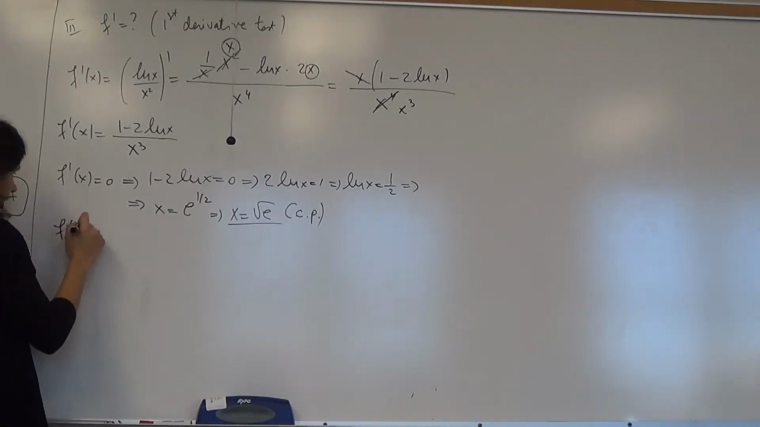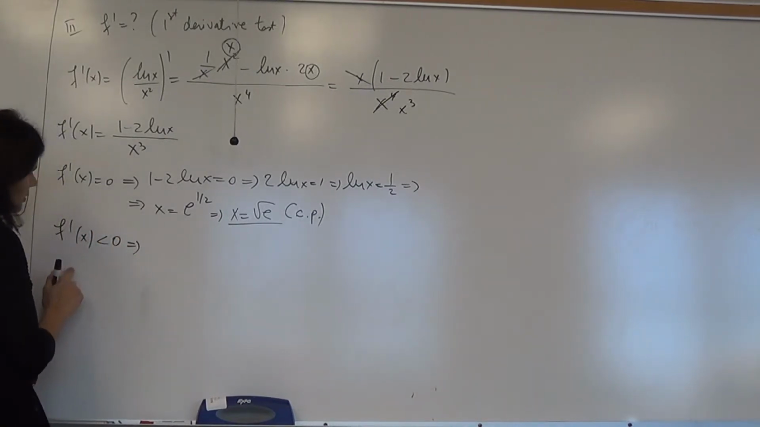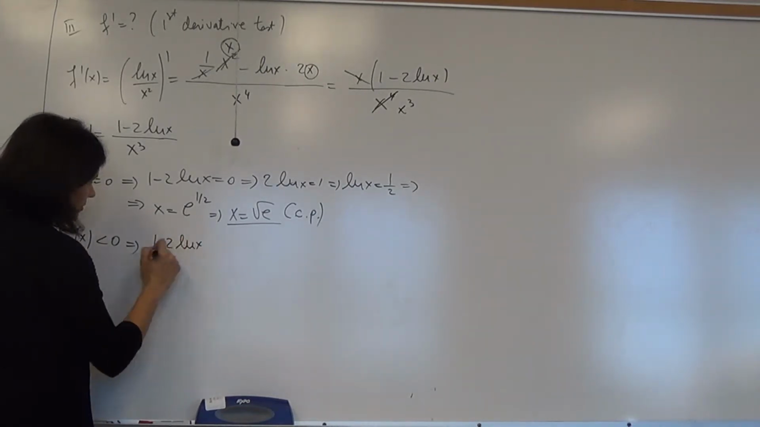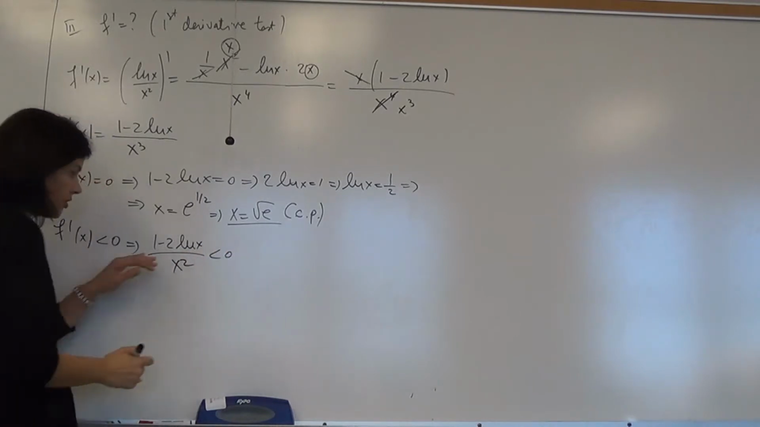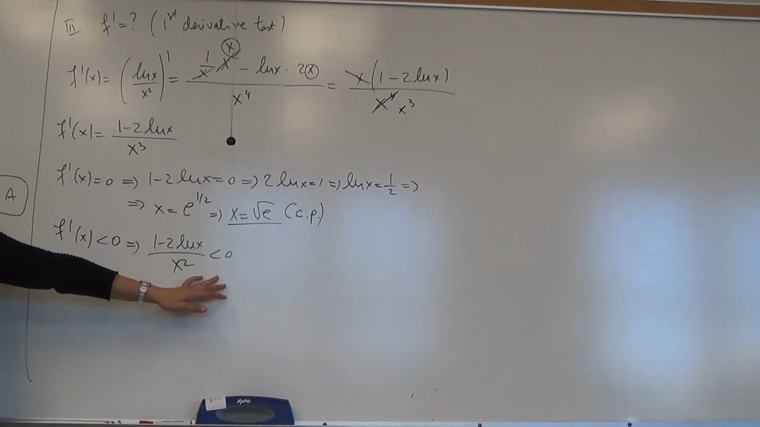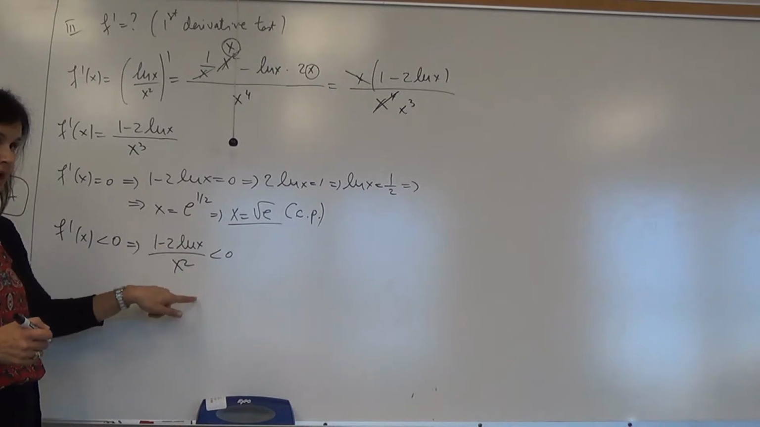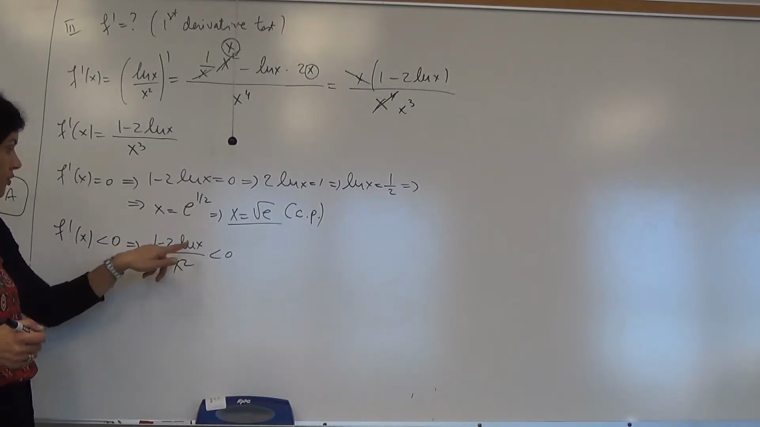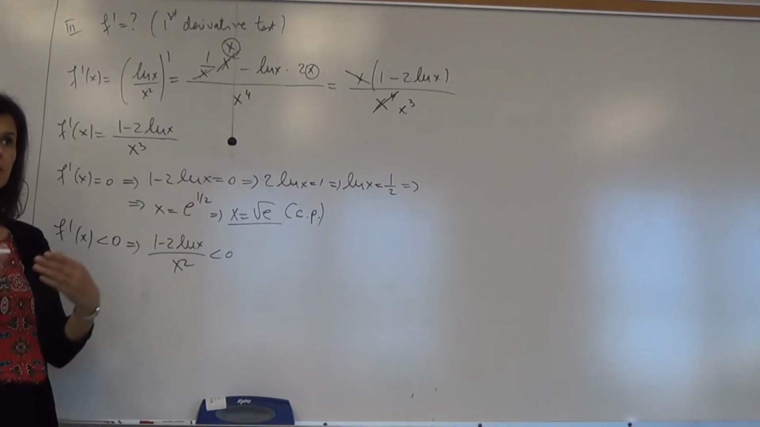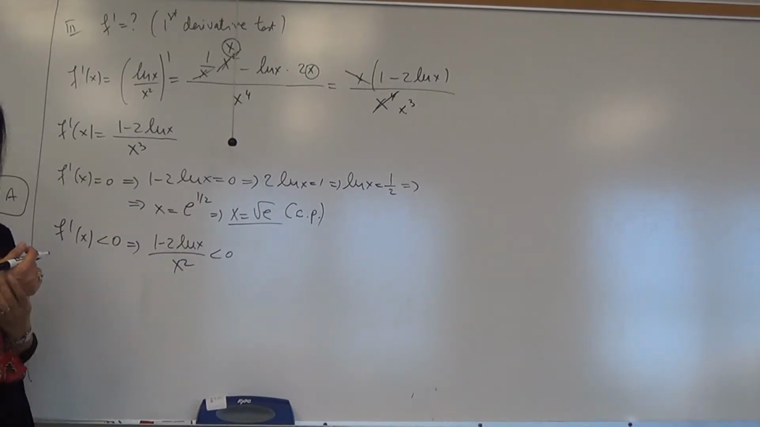So then I will see when f prime of x is less than 0, and when it is greater than 0. A fraction is less than 0 when I have plus over minus or minus over plus. You cannot remove the denominator. You remove the denominator only when the fraction is 0, because the fraction is 0 when the numerator is 0. But the sign of a fraction is given by the sign of the numerator and the denominator.